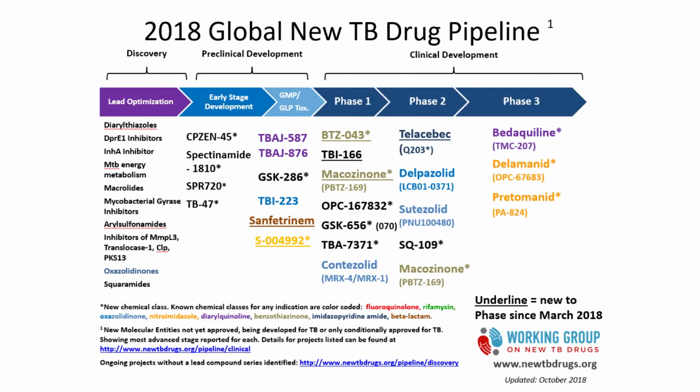Currently, there are a number of drugs that are in the pipeline. Some are in the discovery phase, some are in the preclinical development stage, some are in the clinical development stage, phase 1, phase 2 and phase 3. If you look at the newer drugs, bedaquiline and delamanid and pretomanid, they are in phase 3 trials and they may be available shortly for our regular use.